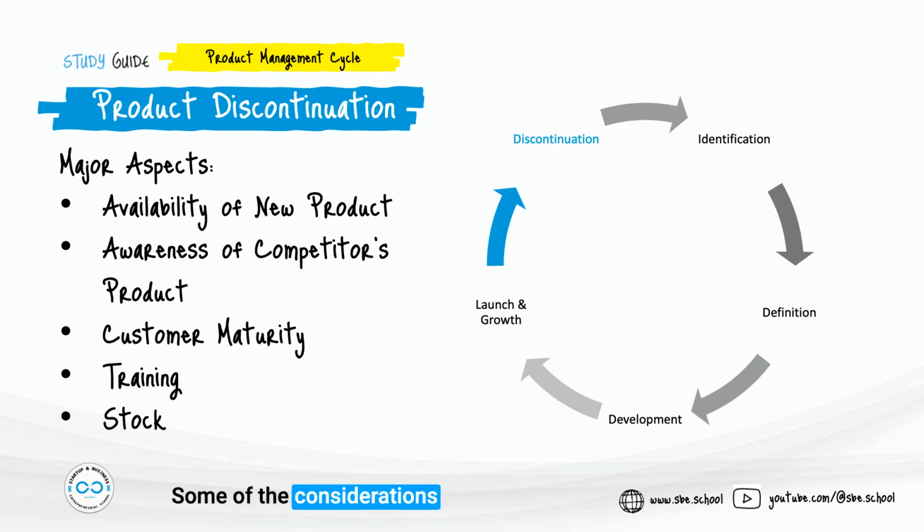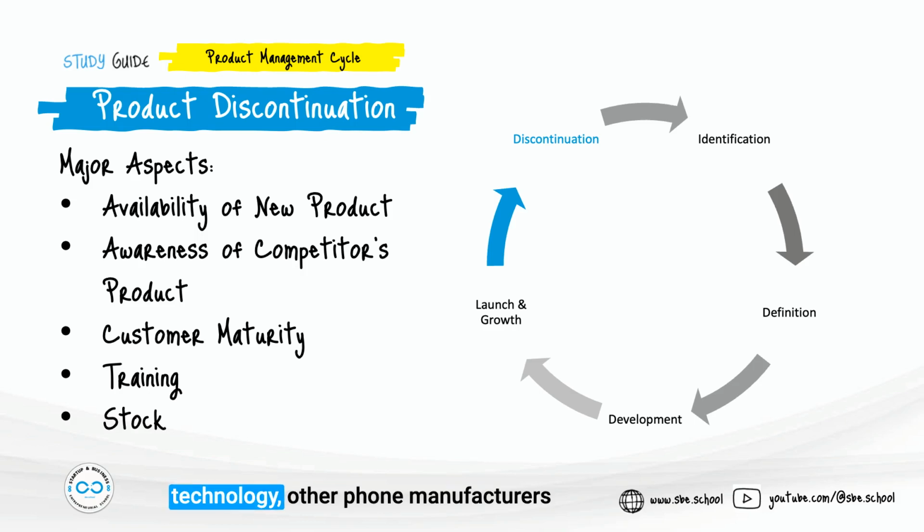Some of the considerations in this phase are: availability of a new product. The foremost consideration in introducing a new product is its availability. Awareness of the competitor's products. At the same time, we need to see what the competitor is doing. If the competitor has already launched a new product, it will force the company's hand in launching its own product. For example, when Apple launched its iPhone with a large touchscreen technology, other phone manufacturers were forced to launch similar products within a very short time.